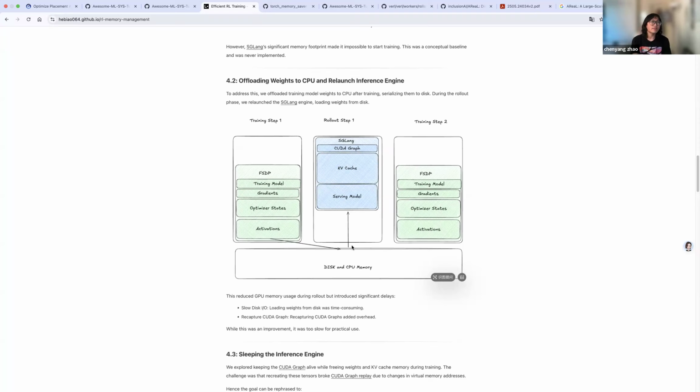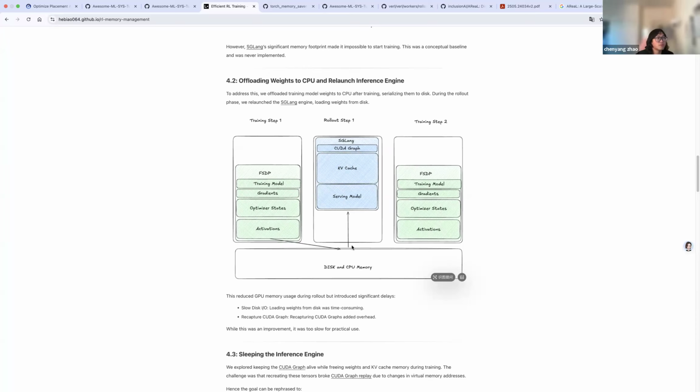So the direct idea is that each time we want to keep our CUDA graph, and then offload our KV cache and serving models. After training, we upload the serving models and the KV cache and then do the weight updates. So the question is how we can keep the CUDA graph safe while doing the KV cache and serving model offloading. That's the third part I want to discuss, the optimization we have done.